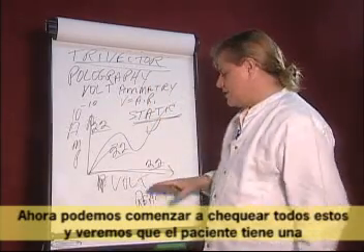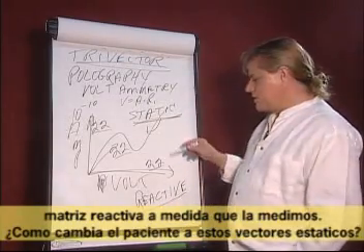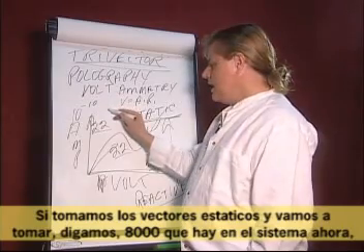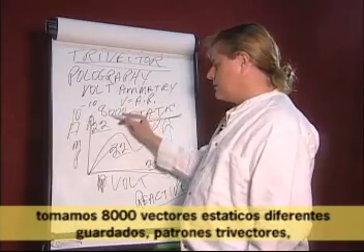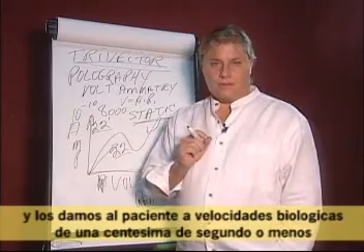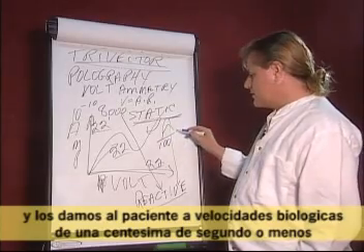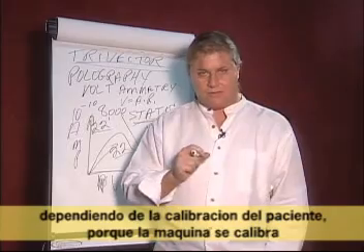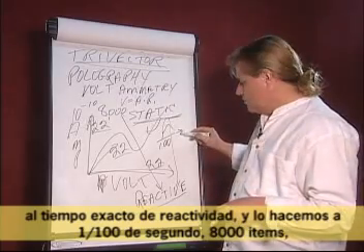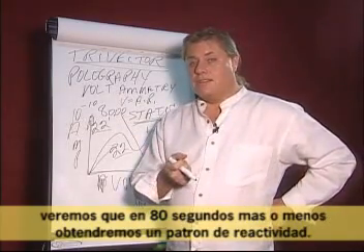So now we can start to check all this. We will see that the patient has a reactive matrix as we measure it. How does the patient change to these static vectors? Let's say we take 8,000 of them, which are in the system now. We take 8,000 different stored static vectors, trivector patterns, and we give them to the patient at biological rates of 1/100th of a second or less, depending on the calibration of the patient, because the machine's calibrated to the perfect reactivity time. If we do that at 1/100th of a second, 8,000 items, in about 80 seconds or so, we can get a pattern of reactivity.